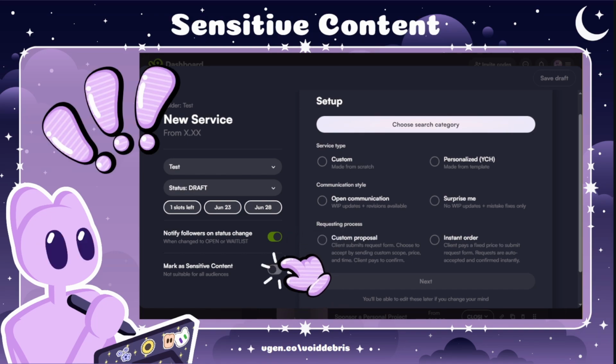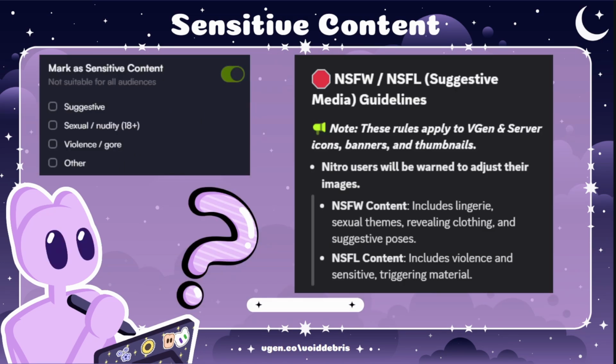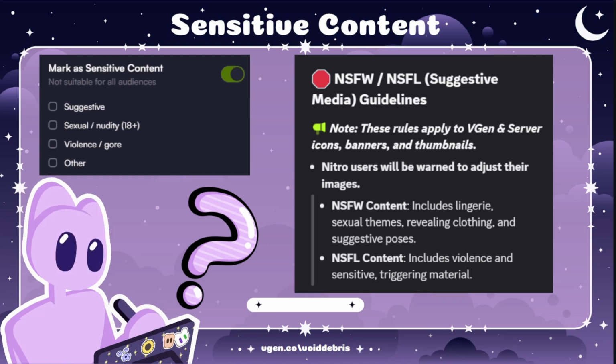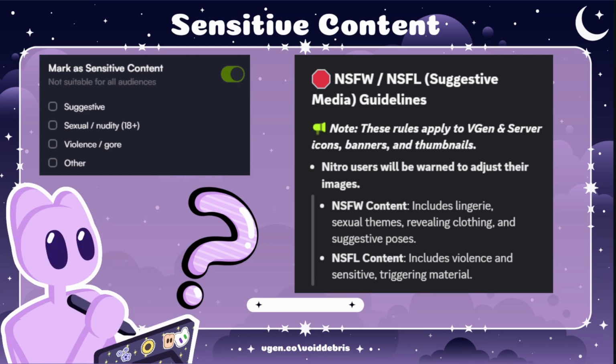Next up, we have mark as sensitive content. Please do not skip this even if you think it doesn't apply to you. You will likely be surprised about what has to be flagged. It is not just NSFW content. So if you click on this mark as sensitive, this little box will pop up that has suggestive, sexual/nudity, violent/gore, and other. So first things first, NSFW includes lingerie, sexual themes, revealing clothing, and suggestive poses. So not just full NSFW, suggestive poses also have to be flagged.